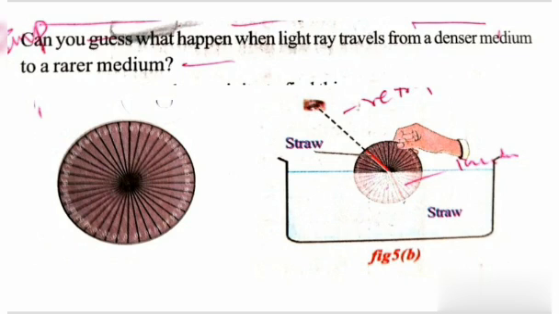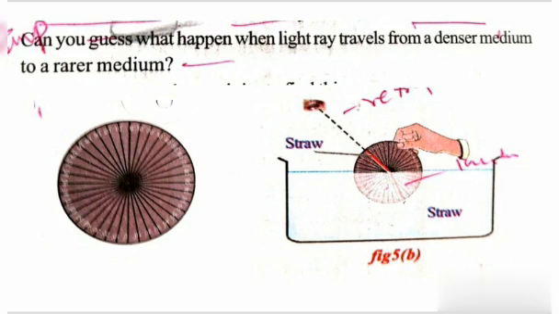Then take the disc out of the water and observe the two straws on it. You will find that they are not in a single straight line. So we take the metal disc outside of the water and observe the two straws, and we can see that the two straws are not in a straight line.